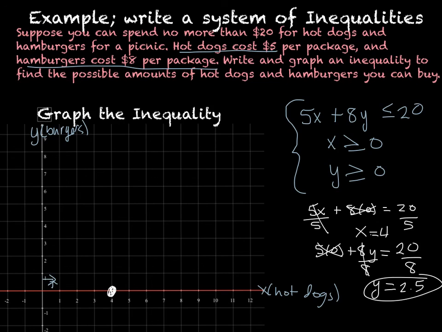So I'm going to graph 2.5 right in the middle there, and then I connect my 2 points. So this would be my intersection. So anywhere in there is the amount of hot dogs and hamburgers you can buy.